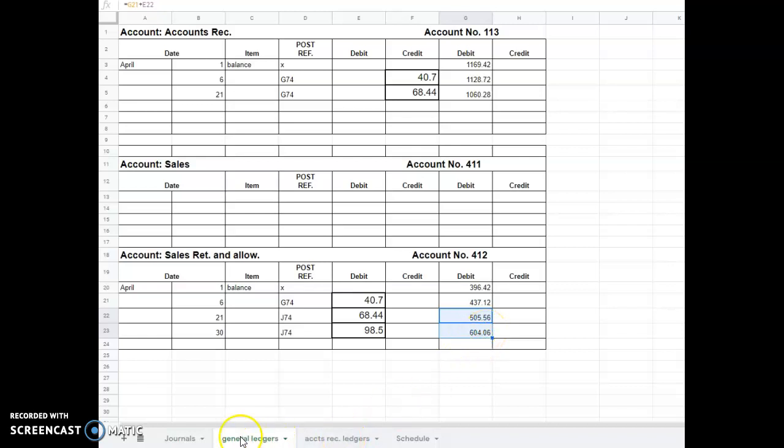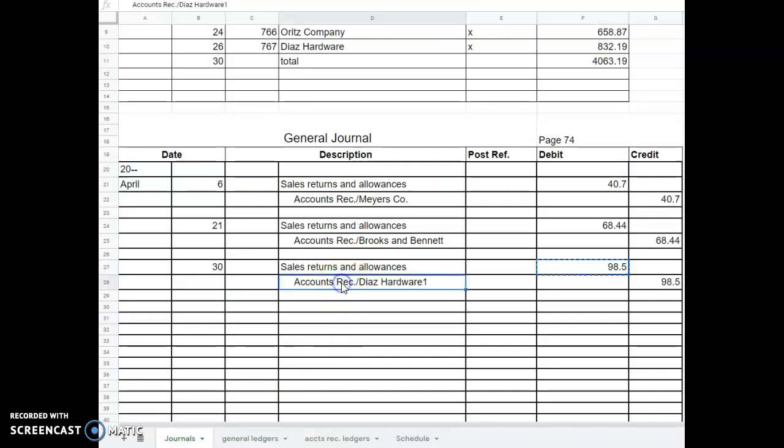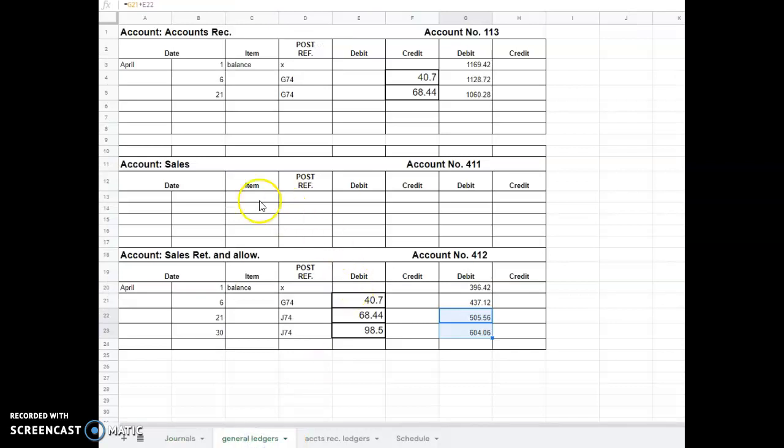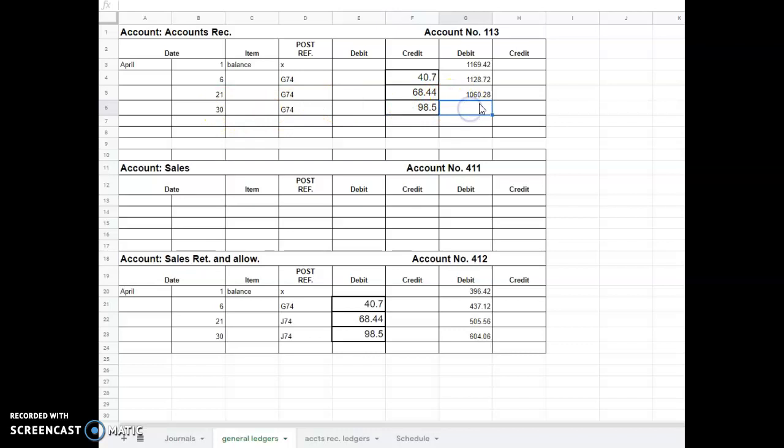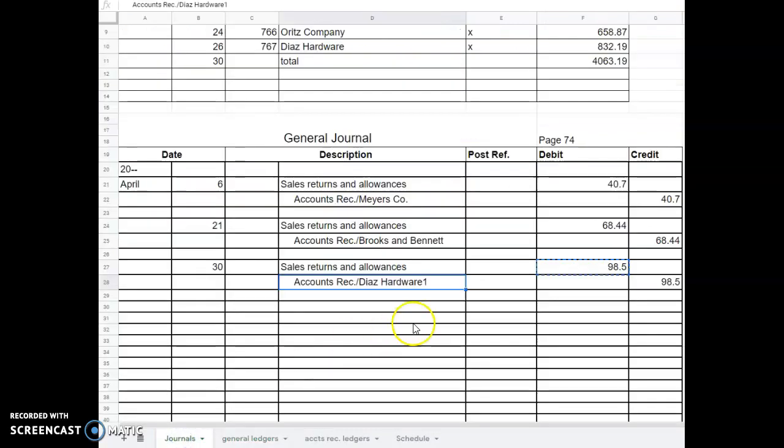All right, 2 more entries from here. So back to our journal, we're going to go to our accounts receivable to credit the $98.50, and that's our general ledger. And our date is the 30th. So again, I'm just going to do my fill handle here, and it updates my total for us, $961.78. Okay, last one here, Diaz Hardware.